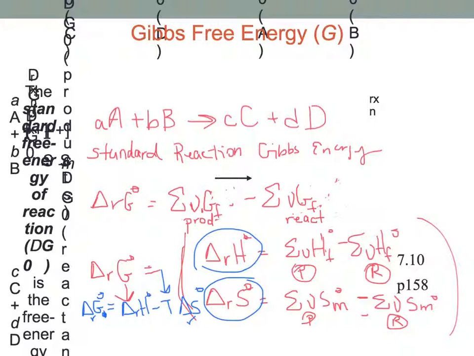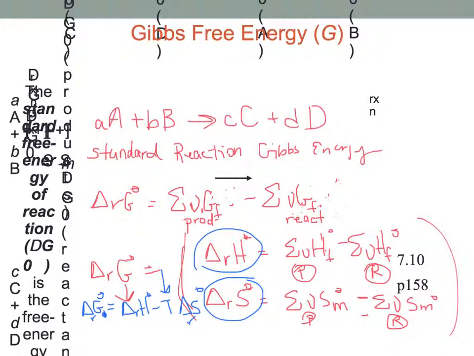Otherwise, if you don't have those values, you can look up and calculate it indirectly by using this equation, because we know that delta G is equal to the enthalpy minus T delta S. We already know how to find the standard reaction enthalpy from way back. We already know how to find the standard reaction entropy from way back. So we can get these values from the back of the book, same exact way we did this.